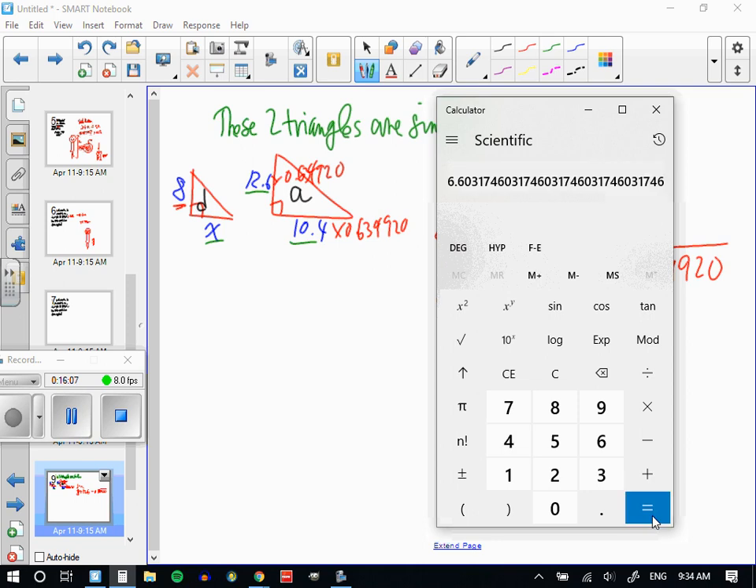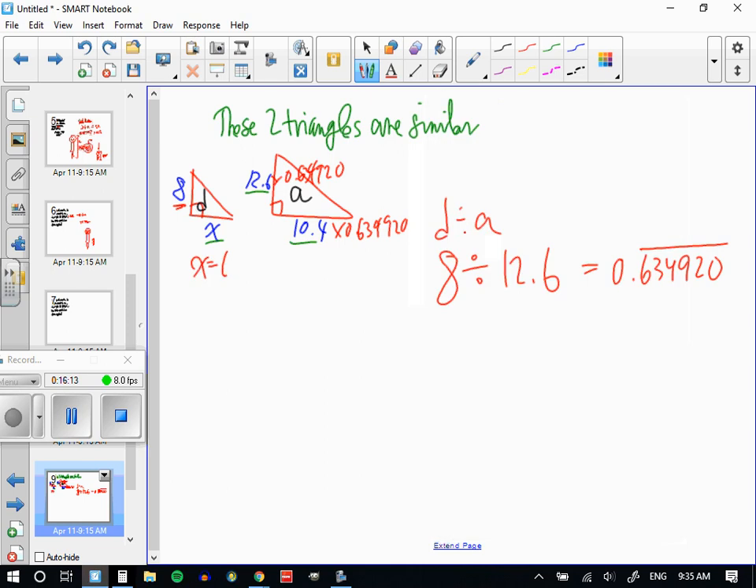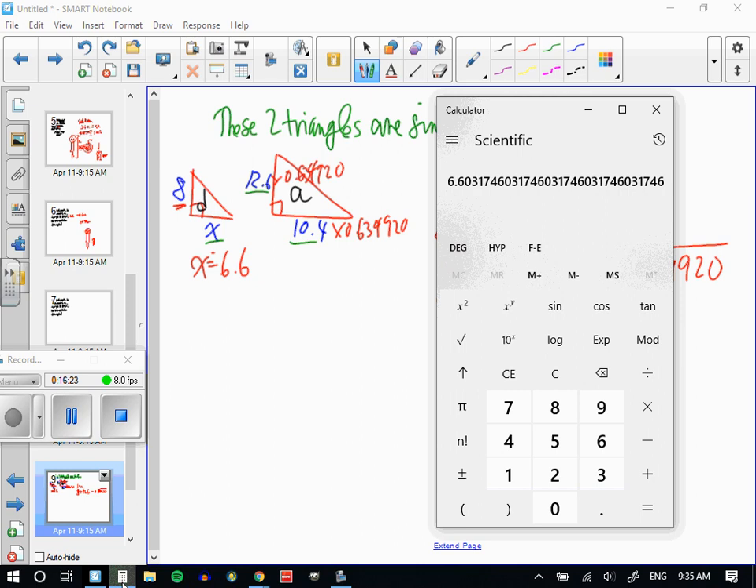Right? I can press the equals button, and it's going to say that x is approximately equal to 6.6-ish. I'm going to put an approximately equal sign there. So x is approximately 6.6. Its actual length is that big, long monstrosity of a number.